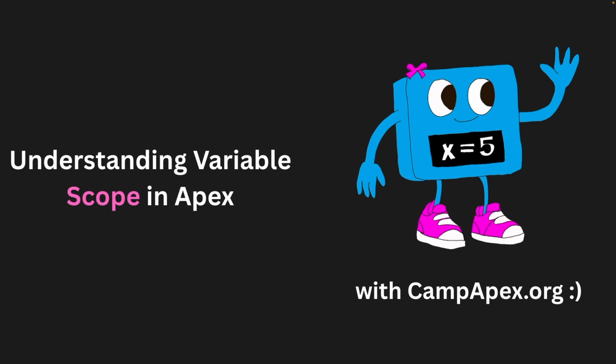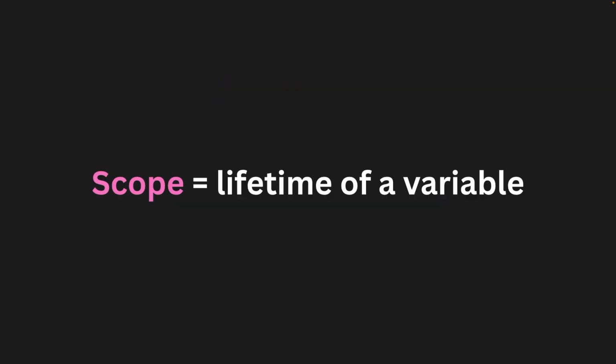What's going on, y'all? Hopefully by now you understand what variables are, how to declare them, initialize them, and what they're for whenever we're writing code. The next important topic for us to cover is the scope of a variable. What is scope? It's nothing more than the lifetime of a variable.